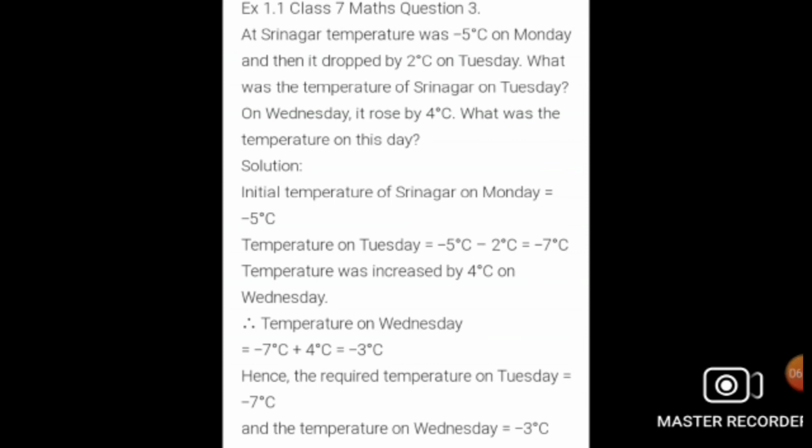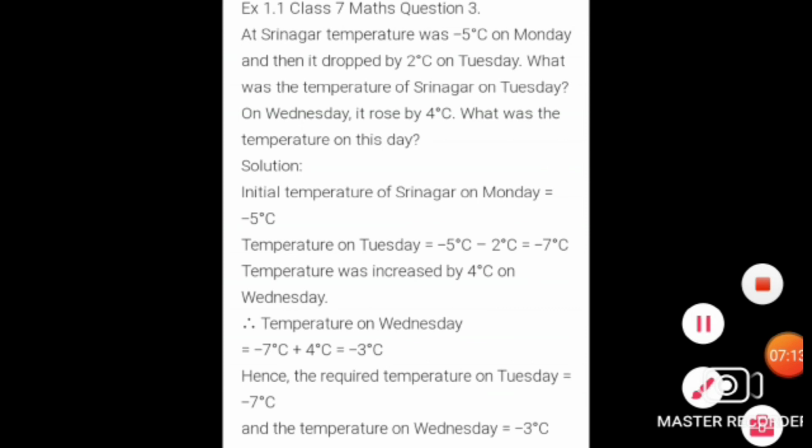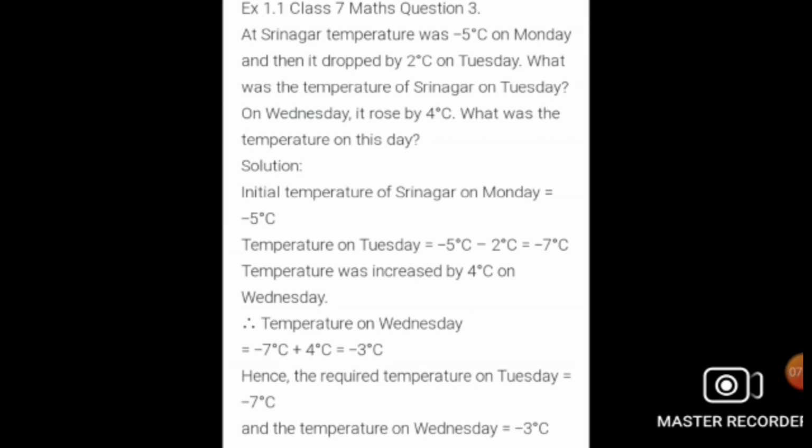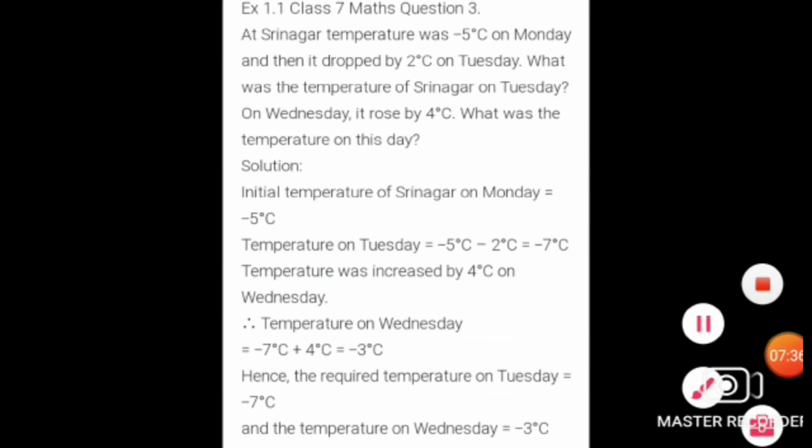So at Srinagar the temperature was minus 5 degrees Celsius on Monday and then it dropped by 2 degrees Celsius. What is the meaning of dropped? It means it has decreased on Tuesday. So you just have to subtract. The initial temperature of Srinagar on Monday is minus 5 degrees Celsius, and on Tuesday it dropped by 2 degrees Celsius, so you have to subtract from minus 5 degrees Celsius. So minus 5 degrees Celsius minus 2 degrees Celsius. Here we have same signs, that is negative. So you have to add, and before the sum you have to put a minus sign. So the answer is minus 7 degrees Celsius.